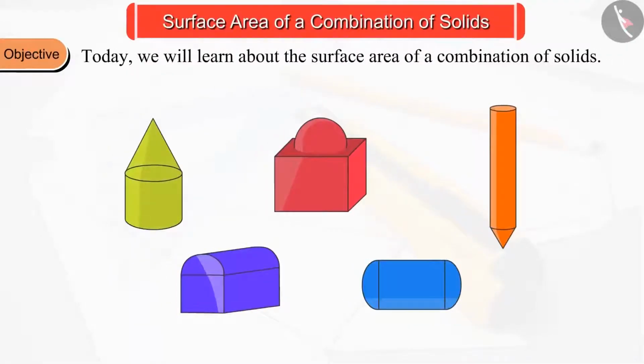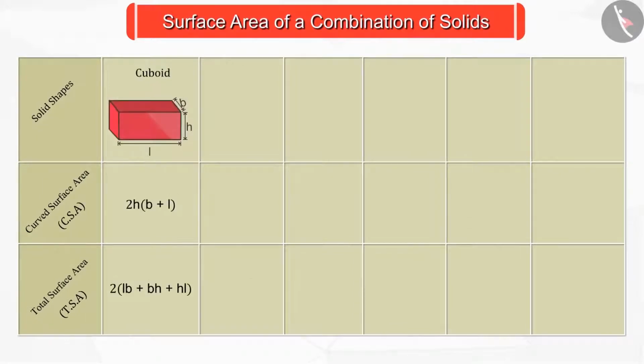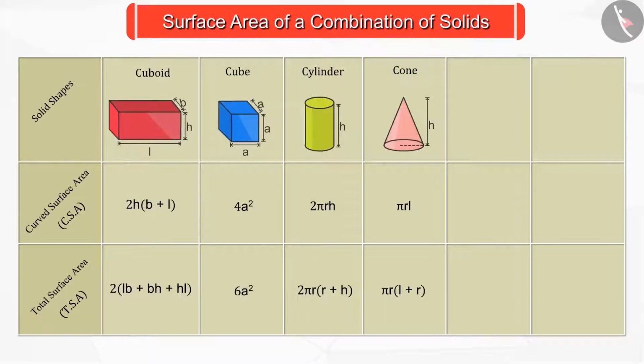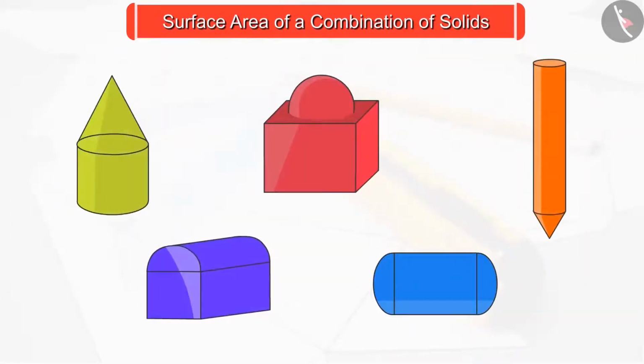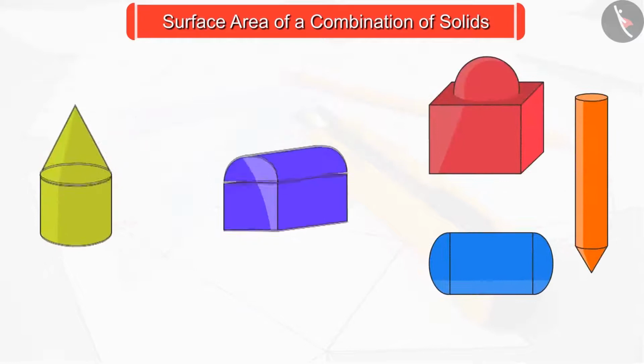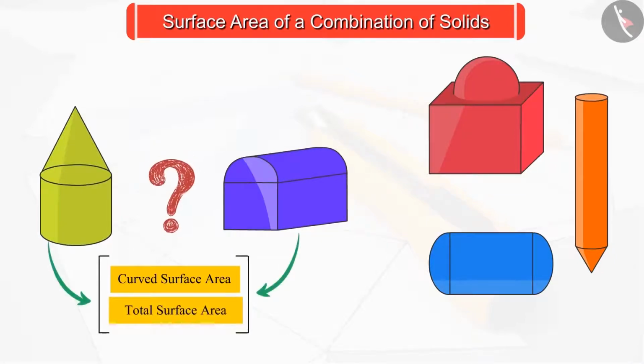Today in this video, we will learn about the surface area of a combination of solids. In the previous session, you have learned about the surface area of all solid figures such as cuboid, cube, cylinder, cone, sphere and hemisphere. If you are asked of the figures formed by the combination of these solid figures, can you find the curved surface area and the total surface area? Let's discuss about it.